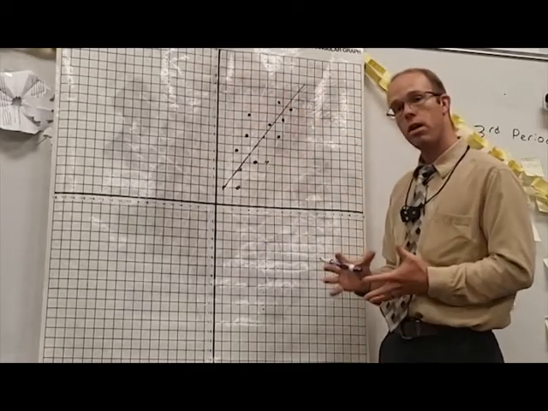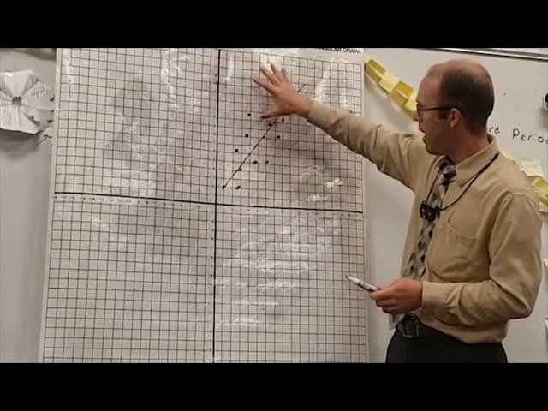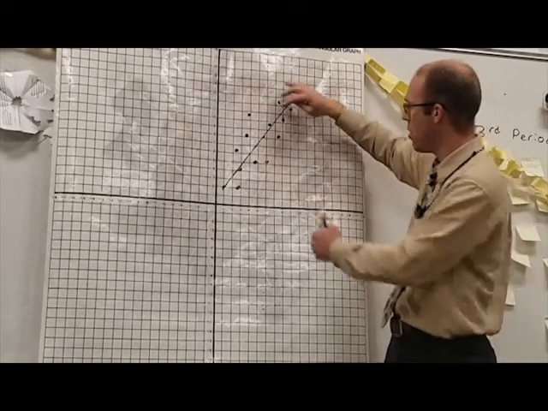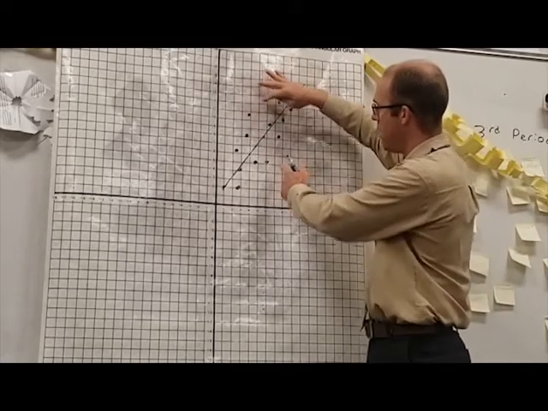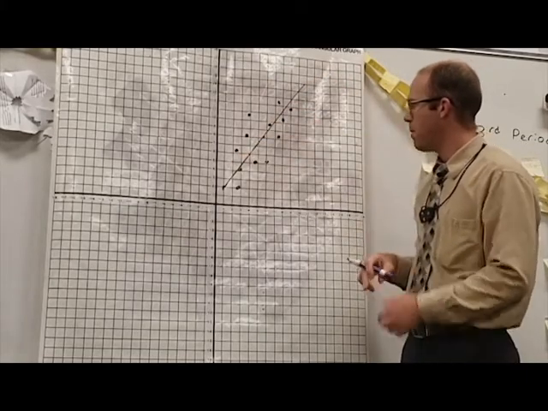Now when you draw a line of best fit, you want it to go through the center of the points so that there are about half of the points above it, half the points below, and the distances are about the same on either side. So you're sort of averaging these points out right here.